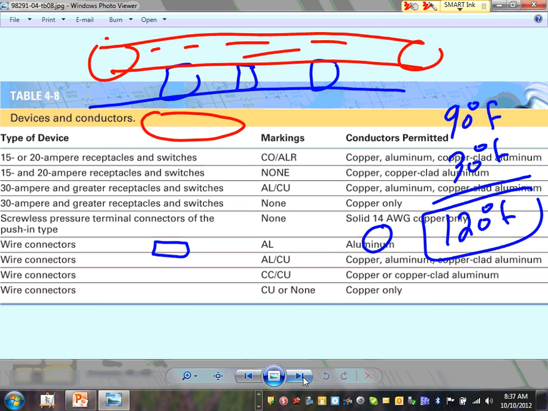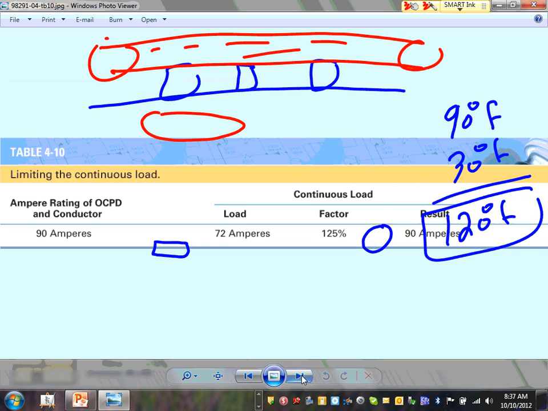A couple of things, guys, about the devices. You have to pay attention to the lugs on your device. If it says aluminum, aluminum only, that's something a lot of electricians overlook.